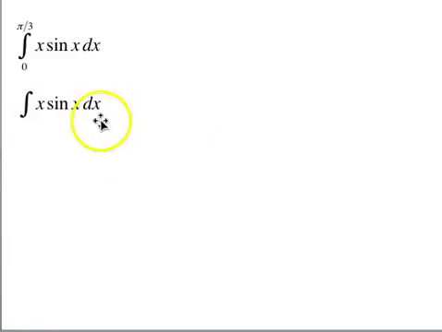So I need to figure out u and dv. u is the easy thing to differentiate. dv is the easy thing to integrate. Well, they're both easy to integrate and differentiate. But if I integrate x, I get x squared over 2. That makes it more complicated. So in this problem, u should be x and dv should be sine x dx.